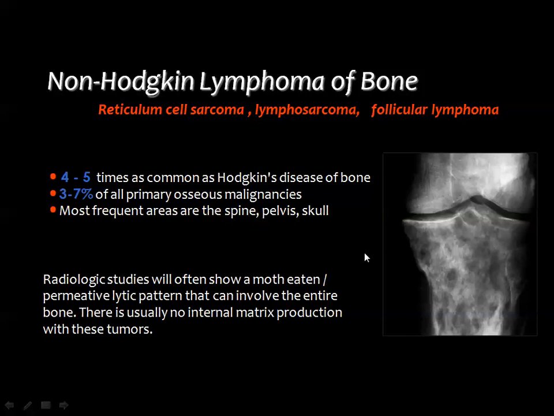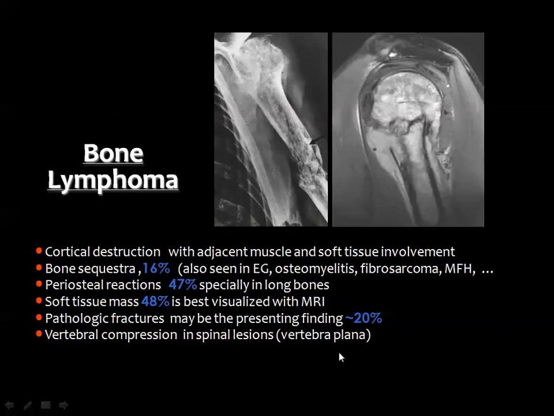Bone lymphoma is usually of the non-Hodgkin type, which is about 4 to 5 times more common than Hodgkin disease of the bone. Then these are the manifestations of lymphoma in the bone as seen on imaging: cortical destruction with adjacent soft tissue and muscle involvement, like here you see some cortical disruption of the neck of the humerus with a small extraosseous soft tissue component.